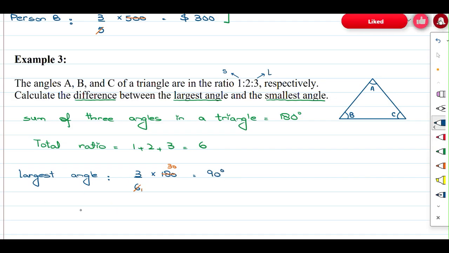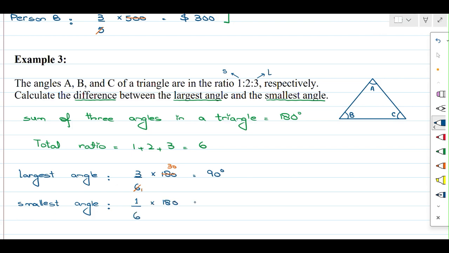Now let's solve for the smallest angle. The ratio for the smallest angle is 1, out of the total ratio 6, multiplied by the total angle 180. 6 times 3 is 18, and 0. So 30 degrees is the smallest angle.